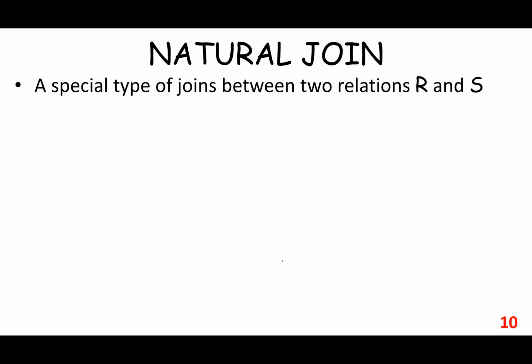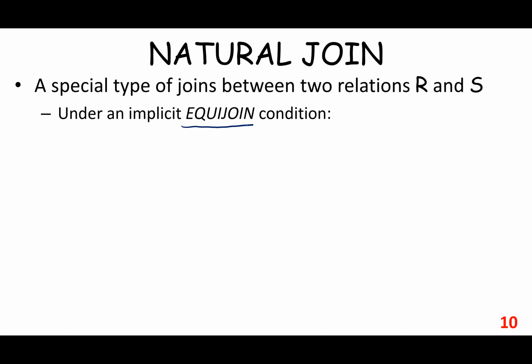The next concept is called a natural join. So what's the meaning of this natural join? It's a special type of join between two relations, R and S. They should satisfy some condition in order to use the natural join. It's a special join type under an implicit equijoin condition.